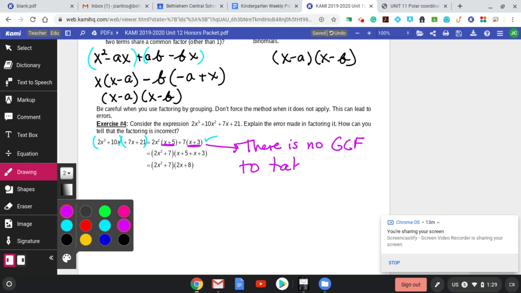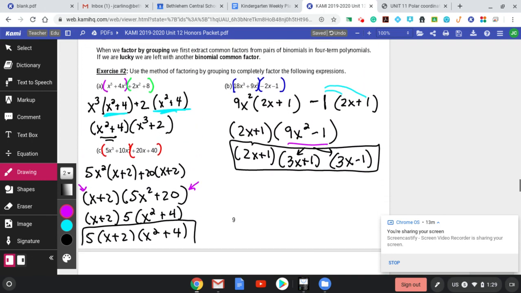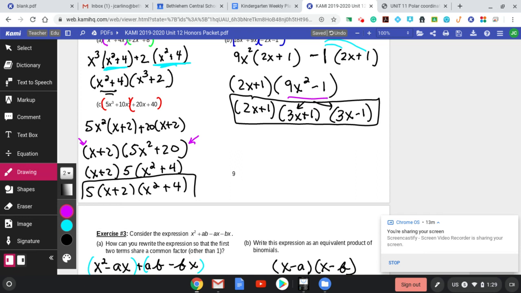And that's what I've been trying to tell you guys all notes here, is that, hey, you got to have it to do the grouping method. You need a GCF on both sides to take out. Okay. Going back again, look at part number 2A. We had X squared plus 4 we could take out. Part B, we had 2X plus 1 we could take out. Part C, we had X plus 2 we could take out. All right. You got to have the same on both sides to be able to do grouping method.